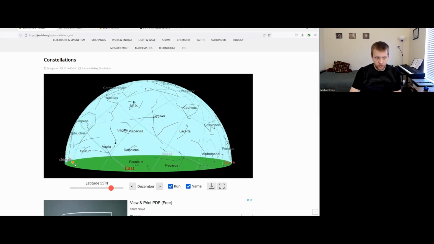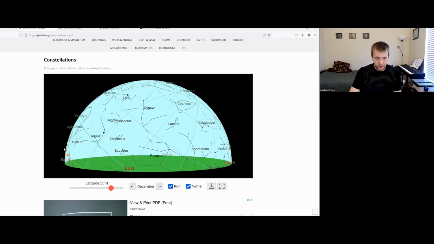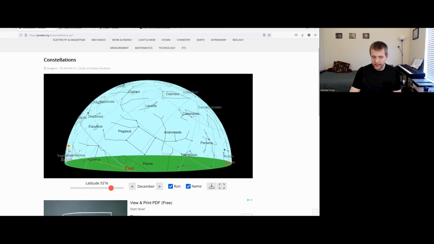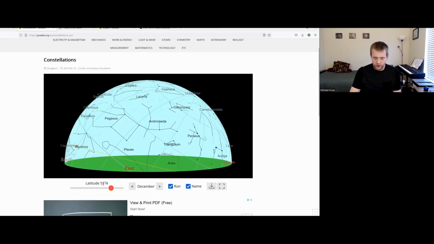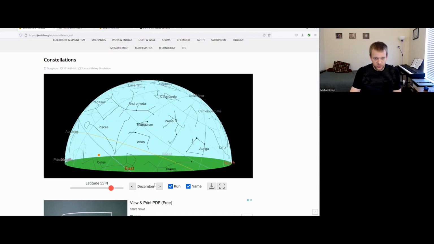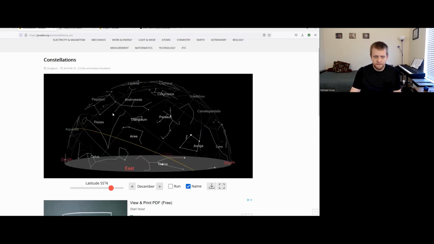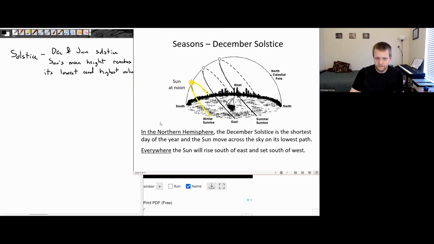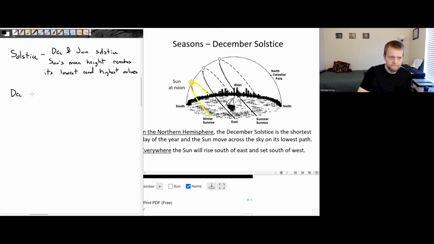And when we run this again, you'll notice that the sun takes this kind of looping path across the sky, but it never gets very high in the sky. I've set the latitude a little bit further north than I probably should have, but it'll be a decent representation. So it just takes this little short path across the sky. So let's try to draw that out a little bit. So for the December solstice, sun stays low in the sky.